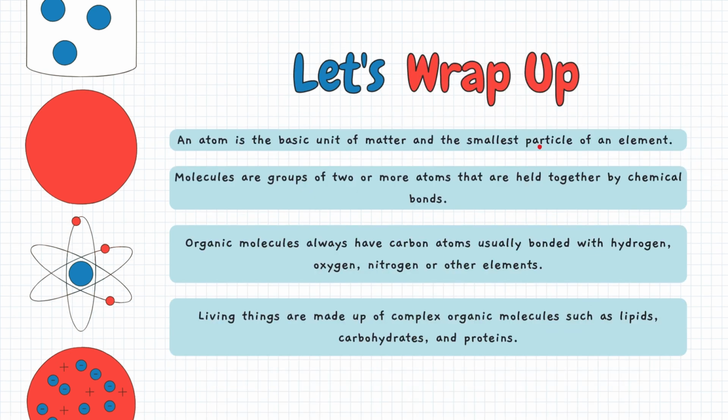So, in summary, an atom is the basic unit of matter and the smallest particle of an element. Molecules are groups of two or more atoms that are held together by chemical bonds. Organic molecules always have carbon atoms, usually bonded with hydrogen, oxygen, nitrogen, or other elements. Living things are made up of complex organic molecules such as lipids, carbohydrates, and proteins.